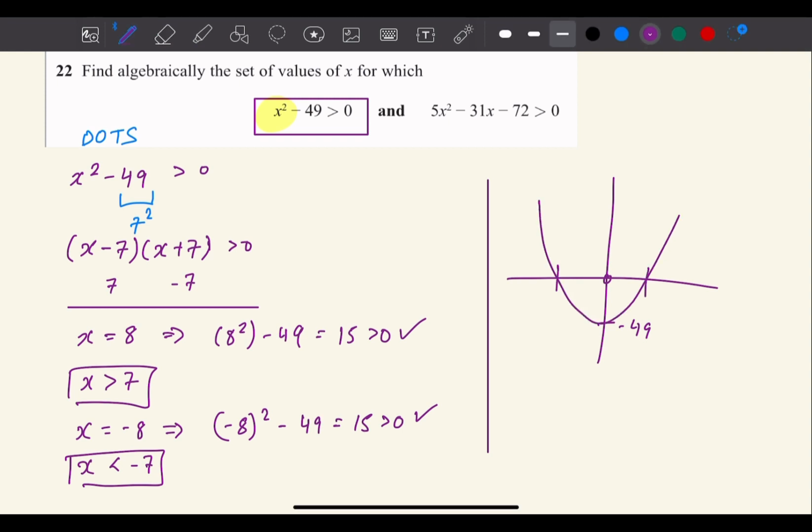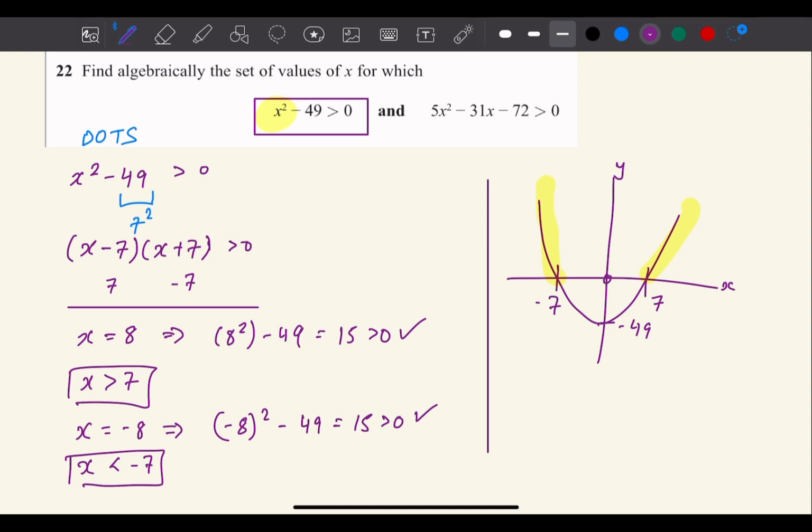Okay, and we found the solutions. Minus 7, just label y and x axes. So it's looking for everything for which y is greater than 0, that is, x squared minus 49 is greater than 0. So we are looking at all of these values and all of these values.